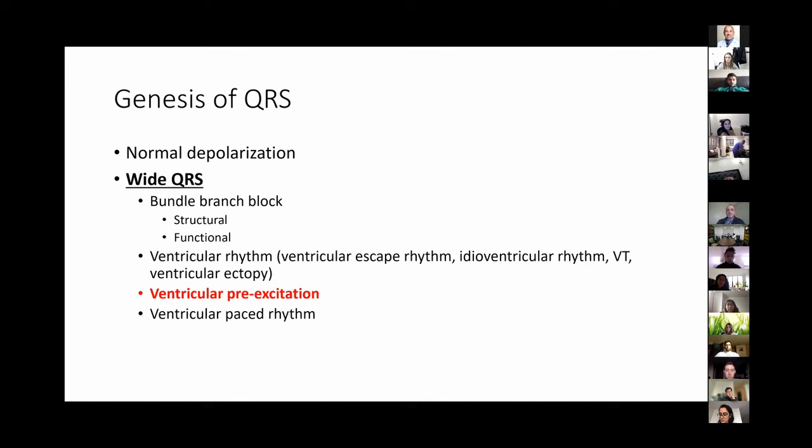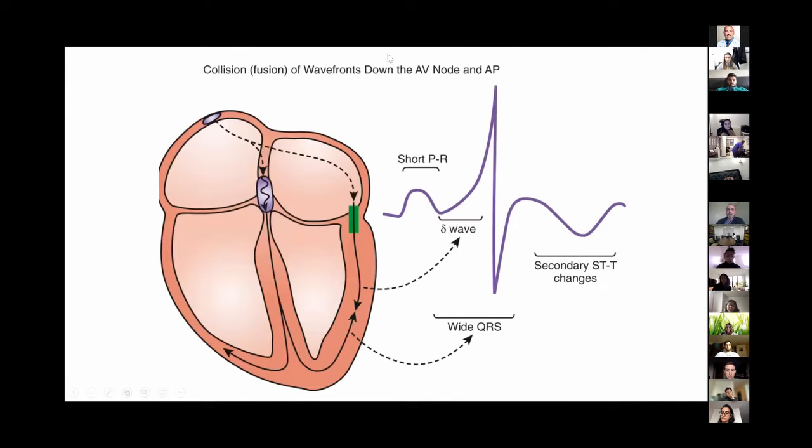And then you have pre-excitation, right? If you have an accessory pathway, you will have a delta wave, and that will produce a wide complex. Meaning if your signal starts from the SA node, it gets blocked in the AV node, and then goes down the accessory pathway, and then you'll have a wide QRS. Someone will be in sinus rhythm, but your QRS will be wide.